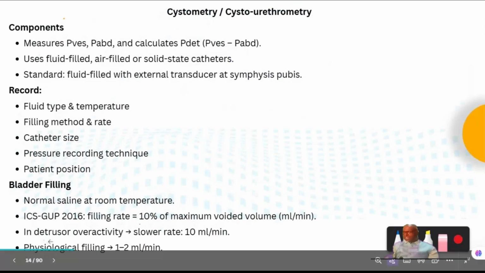If you are dealing with a case of detrusor overactivity, in that particular case, you go for a slower rate. So the filling rate will be less, around 10 ml per minute. Naturally, at what rate does the bladder get filled through the ureters? It is around 1 to 2 ml per minute. But when we are performing it artificially, we are giving a high rate of filling, almost around 10% of the maximum volume. If 250 ml is voided, we can use up to 25 as the filling rate. But if we are dealing with detrusor overactivity, we'll go for a slow filling around 10 ml per minute.